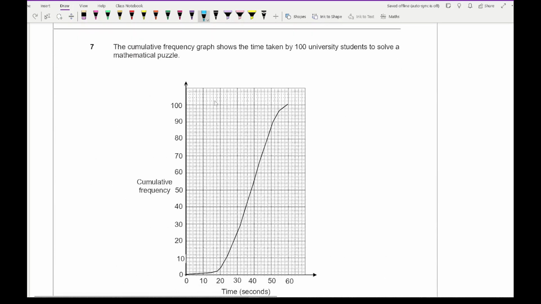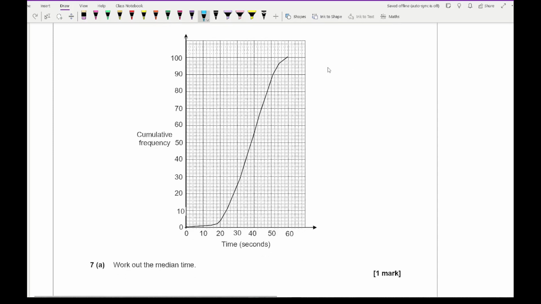We then move on to our last question, which looks at cumulative frequency. So the cumulative frequency graph shows the time taken by 100 university students to solve a maths puzzle. And the question says, work out the mean time. Now for this, you are going to need a ruler or a straight edge. And so here we've got 100. So always make sure that you're checking what is the total amount. So in this case, it's 100.